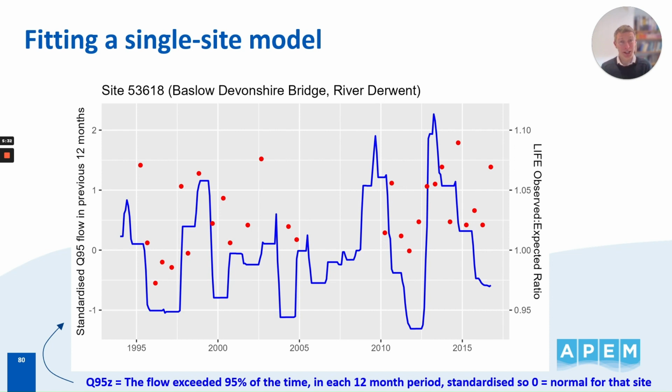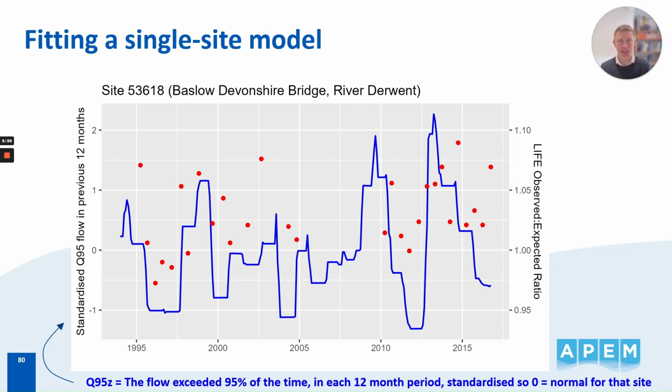We then standardised those Q95 flows. This means that those standardised variables have a mean of 0 and a standard deviation of 1. And this is a useful way of making these kinds of flow summary statistics comparable across different sites which might be on different sized watercourses.